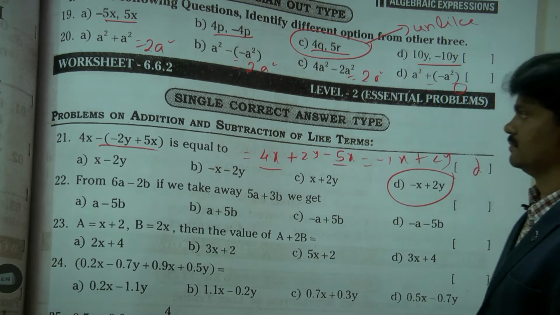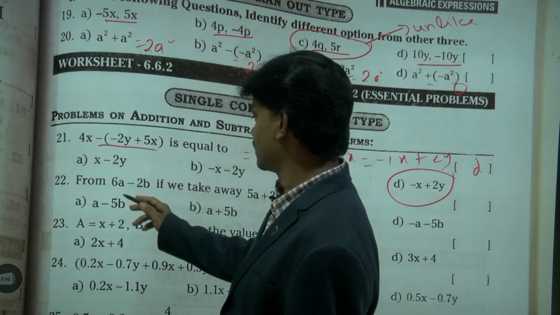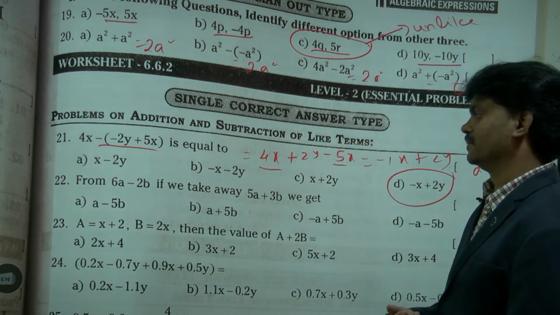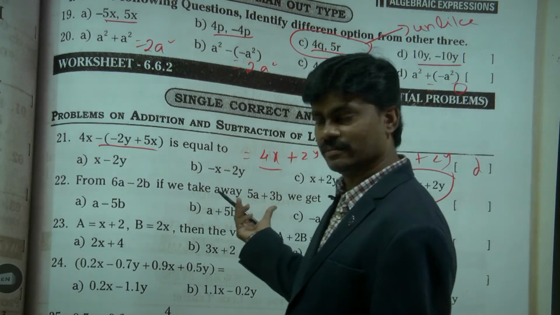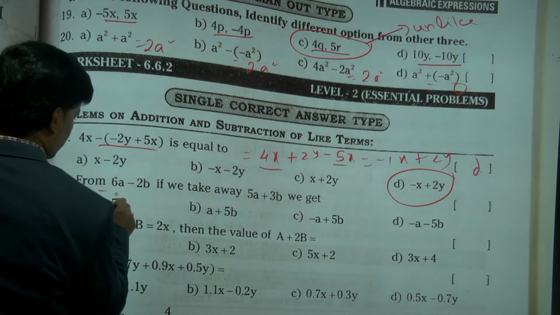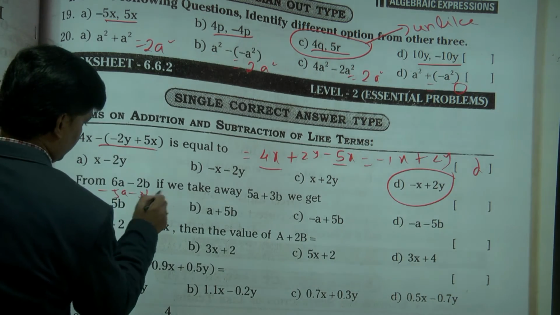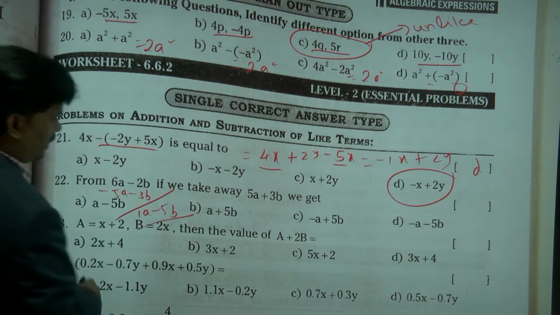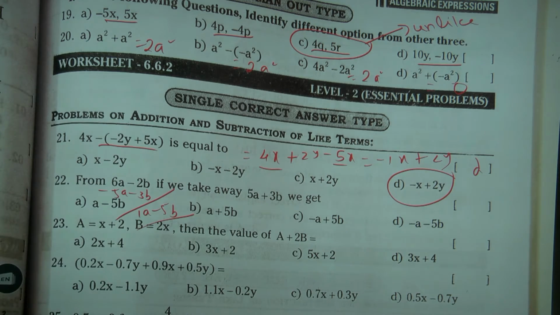Option D. Right. The next: from 6a minus 2b, if we take away 5a plus 3b, we get. Take away will be subtraction, so change the signs and add: minus 5a minus 3b. What will you get here? 1a minus 5b. Option A is correct.